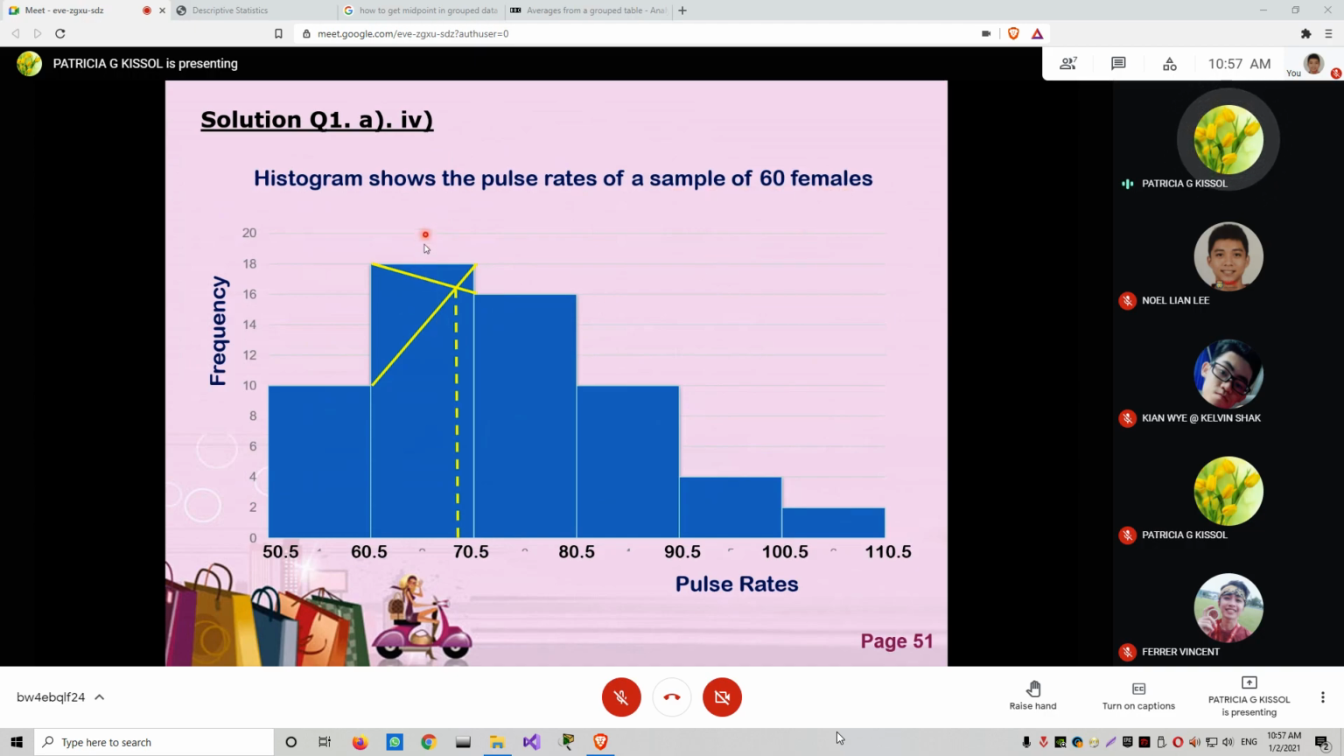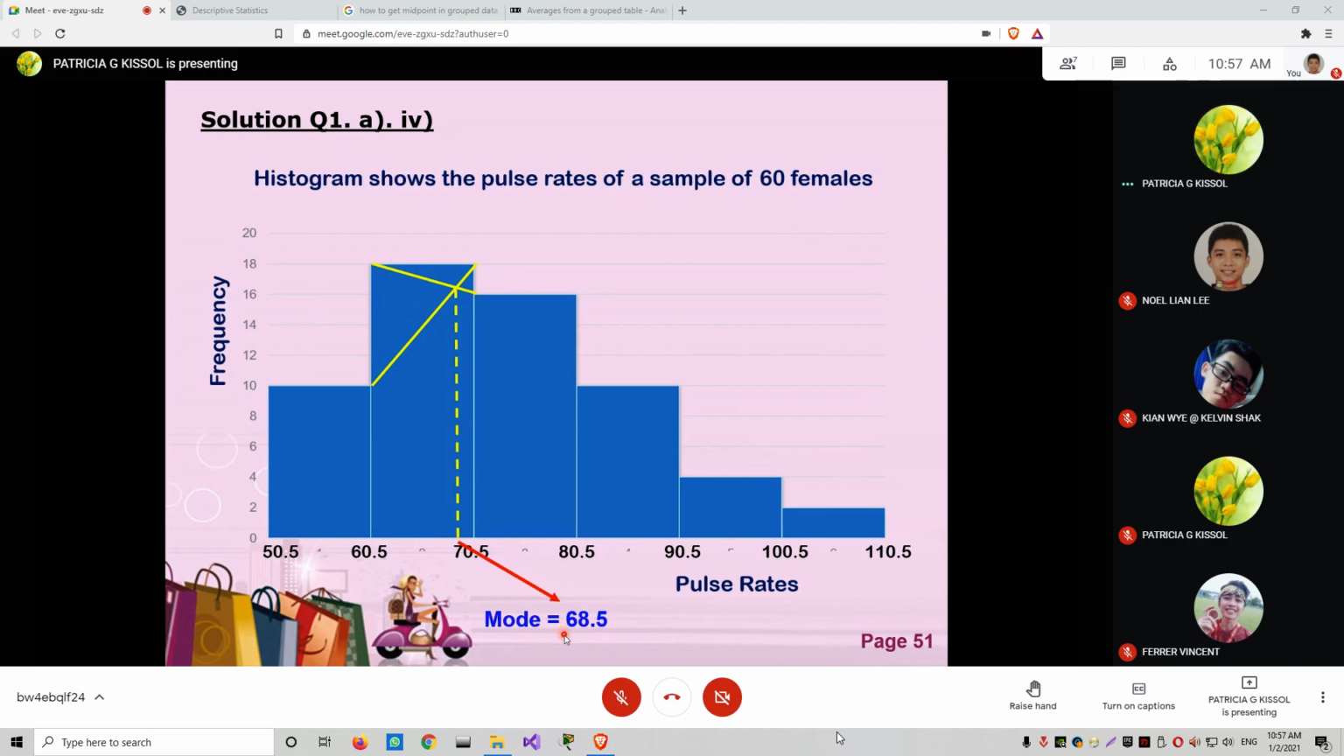And then we identify the highest one. The highest one is this bar. From this bar, this end goes to there, and this end goes to the one previous to it, the intersection point. Draw a straight line, and if this was drawn on actual graph paper, when you read the answer, it would be 68.5.